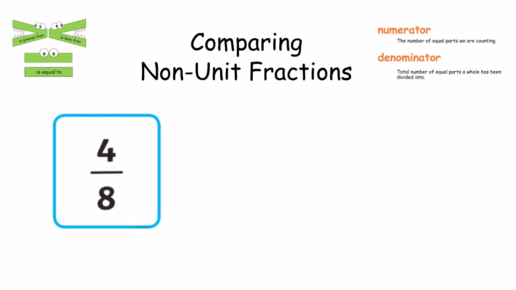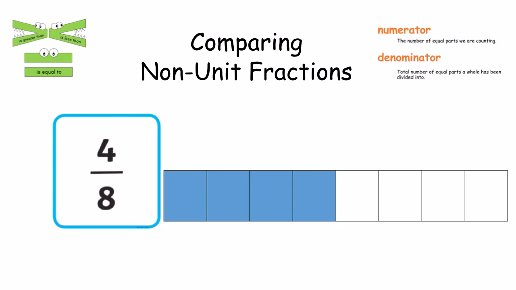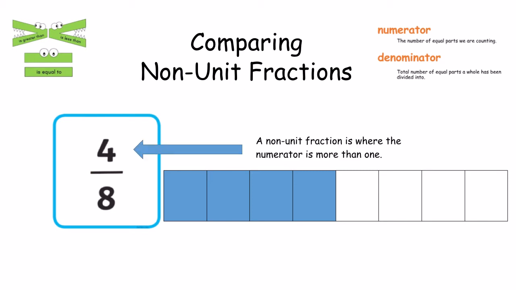4/8. The denominator is 8, so the total number of equal parts is 8. The numerator is 4, so we are counting 4 of those 8 parts. This is a non-unit fraction because the numerator is more than 1. Unit fractions have a numerator of 1. Non-unit fractions have a numerator that is more than 1. Let's get started with today's learning.